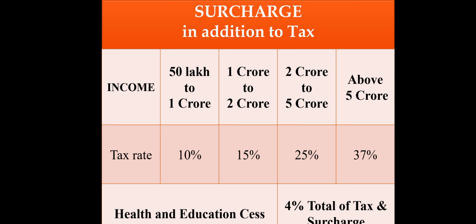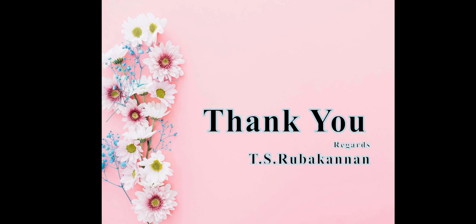Surcharge. Surcharge is in addition to the tax. For the income category of 50 lakh to 1 crore, the rate will be 10%. For income of 1 crore to 2 crore, it is 15%. 2 crore to 5 crore, it is 25%. Above 5 crore, it is 37%. In addition to that, health and education cess will be charged at 4% on the total of tax and surcharge.